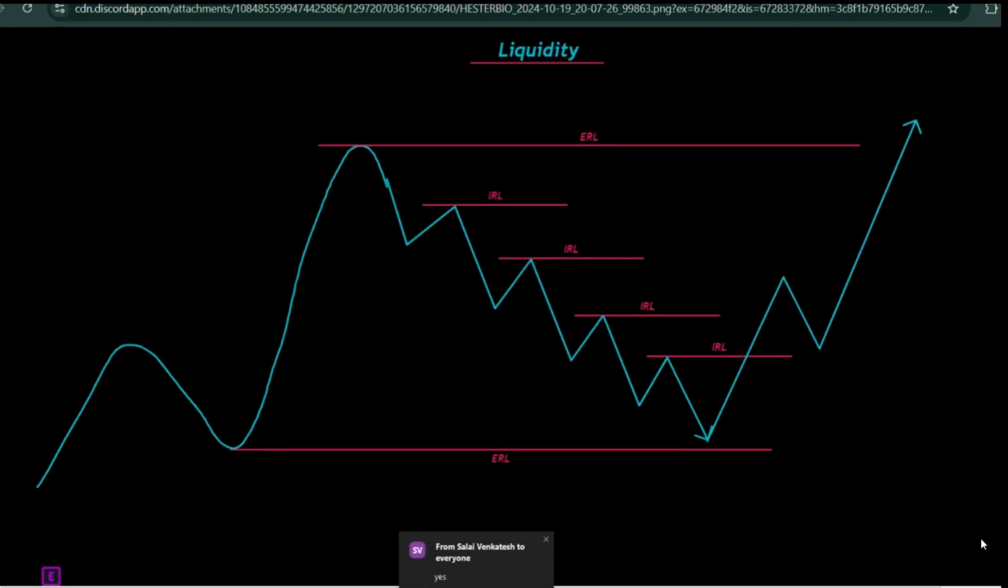See, this internal range liquidity, you can use any time frame, but that should be somewhere lower. What I mean to say is, if you're marking the external liquidity on a daily time frame, you can use any time frame lower than the daily time frame to mark the internal range liquidity. For example, it can be 1 hour, 5 minutes, or 15 minutes.